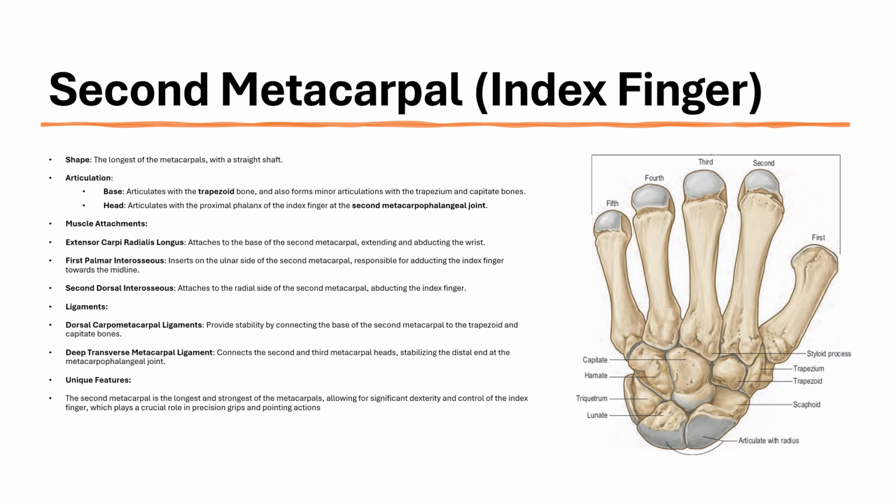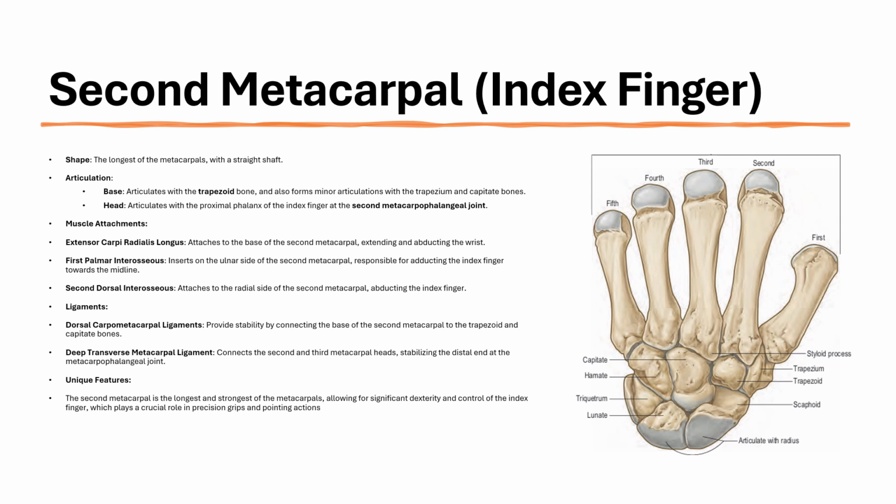So in short, if we talk about the shape, the index finger or the second metacarpal bone is the longest metacarpal bone with a straight shaft. The base articulates with the trapezoid bone and also forms a very minor articulation with the trapezium and capitate bone. The head articulates with the proximal phalanx of the index finger at the second metacarpophalangeal joint.